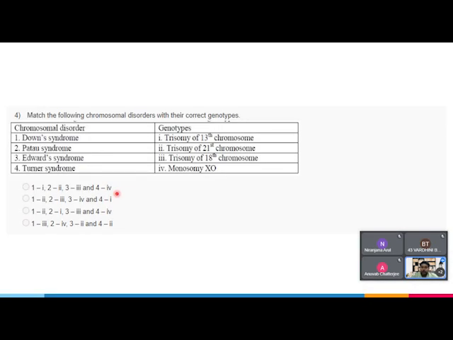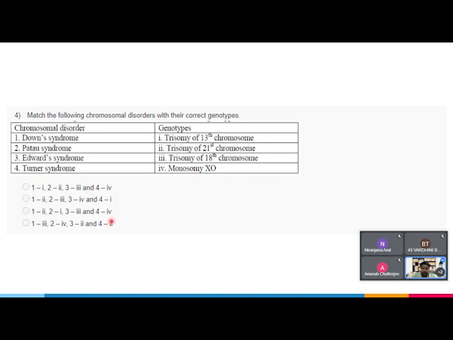So we move forward to the next question, which is a match the following type of question. We have different chromosomal disorders on the left side and different genotypes on the right. That is, due to which particular genotype abnormality do we have each chromosomal disorder. We have to match the following. The chromosomal disorders given are Down syndrome, Patau syndrome, Edwards syndrome, and Turner syndrome. The genotypes given are trisomy of the 13th, trisomy of the 21st, trisomy of the 18th chromosome, and monosomy of X, that is XO, only one X chromosome. The options are given here.